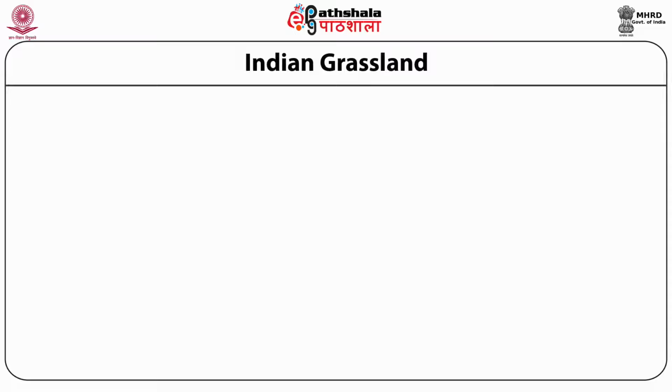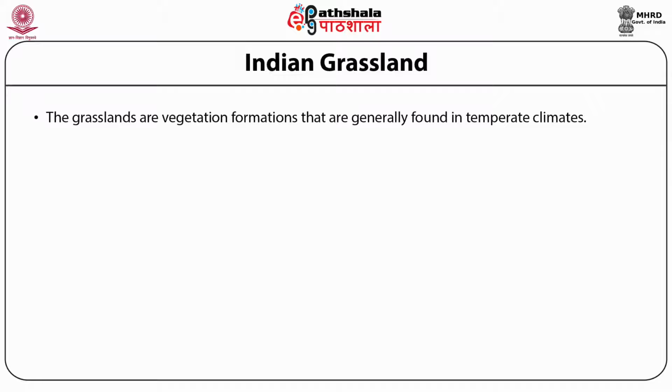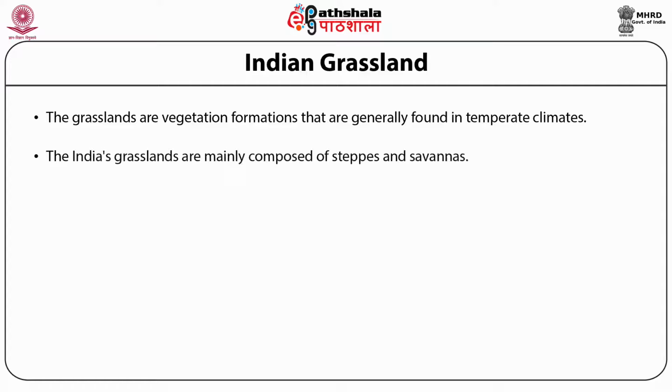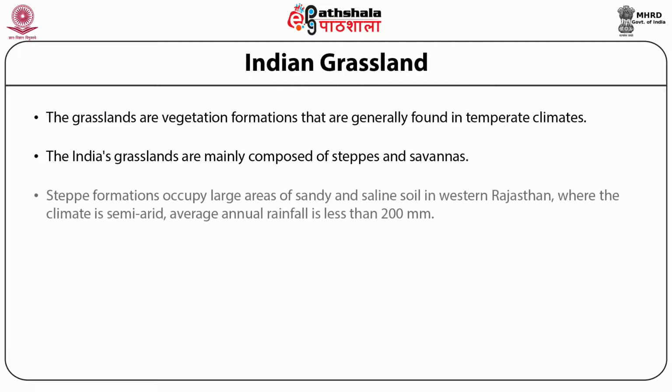Indian grasslands. The grasslands are vegetation formations that are generally found in temperate climates. In India, they are found mainly in the high Himalayas. The rest of India's grasslands are mainly composed of steppes and savannas. Steppe formations occupy large areas of sandy and saline soil.